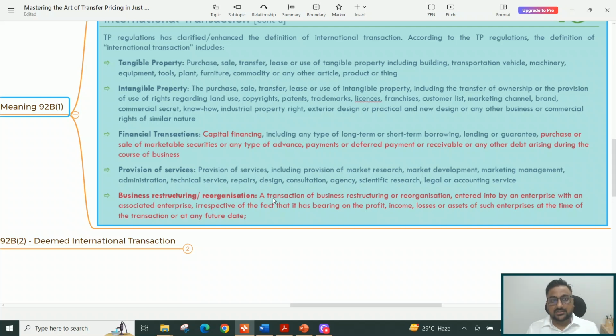In practice, I have not seen entities reporting such type of transaction unless they see there seems to be a big risk out of that, then you have to report. But I have not seen entities reporting this type of transaction. But the OECD provides special guidance on this business restructuring and reorganization transaction as well. You can read this part from the OECD guidelines as well.